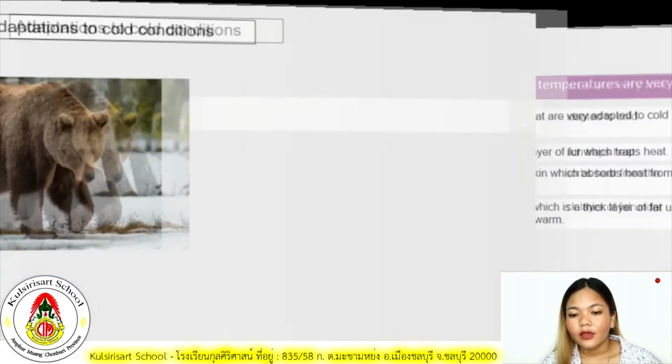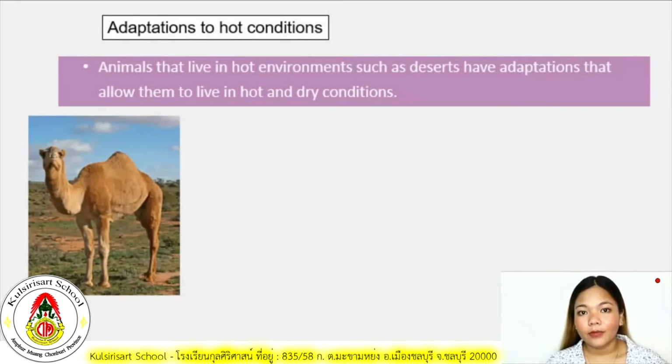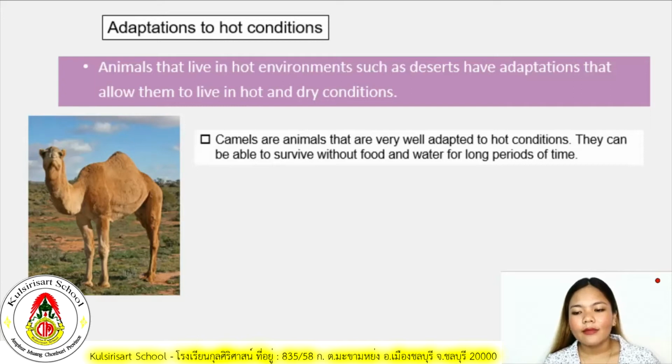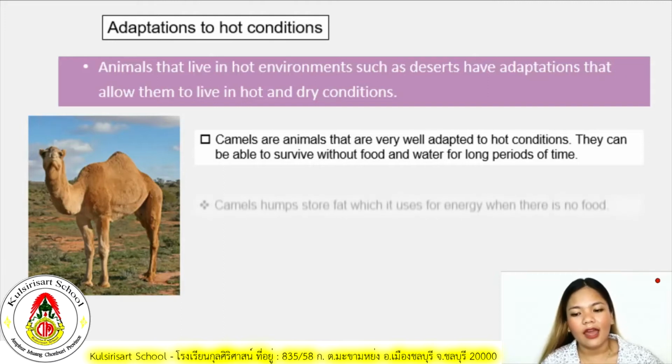Okay? Now let's proceed to the next type of adaptation, and that is adaptations to hot conditions. Animals that live in hot environments such as deserts have adaptations that allow them to live in hot and dry conditions. And as you can see on the left hand side of your screen, you can see a camel. Camels are animals that are very well adapted to hot conditions. They are able to survive without food and water for long periods of time. A camel can last up to 7 months without drinking water and it can still be alive.